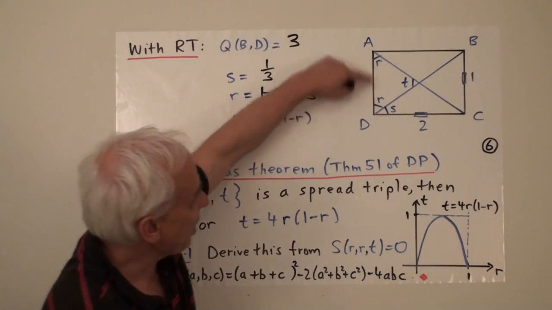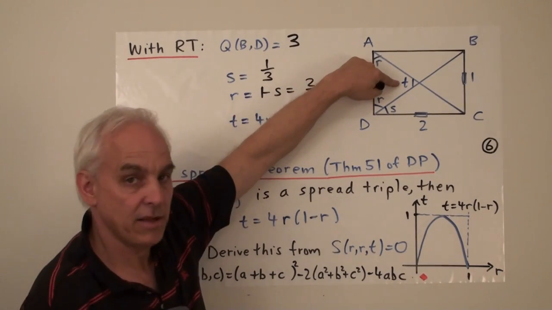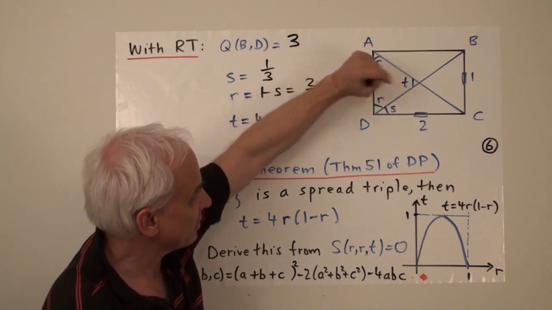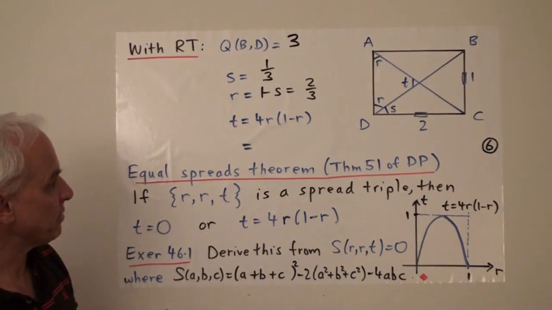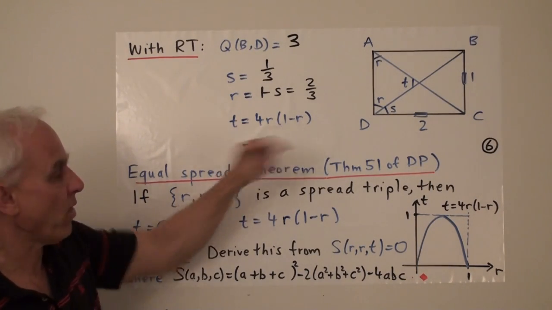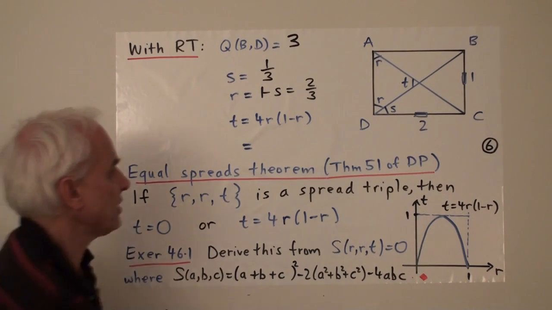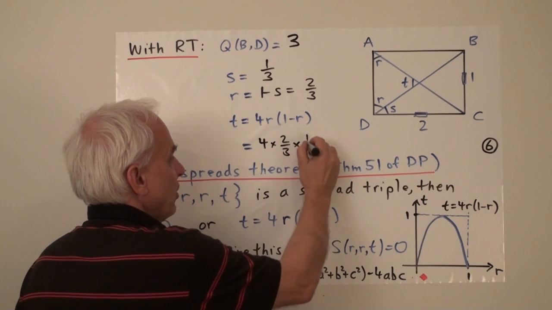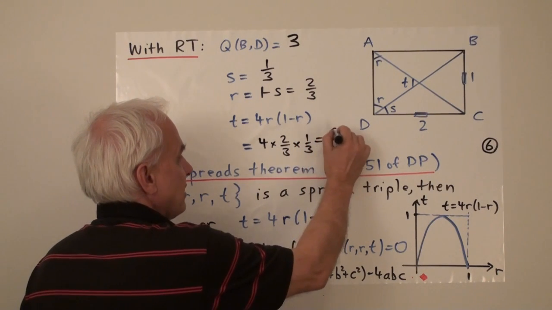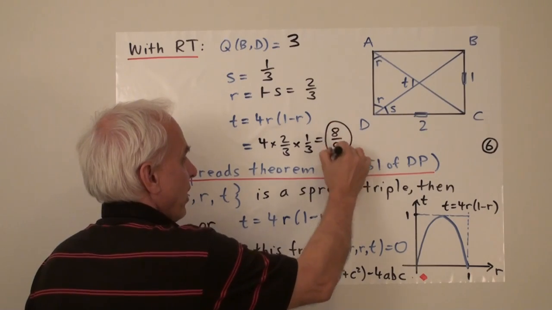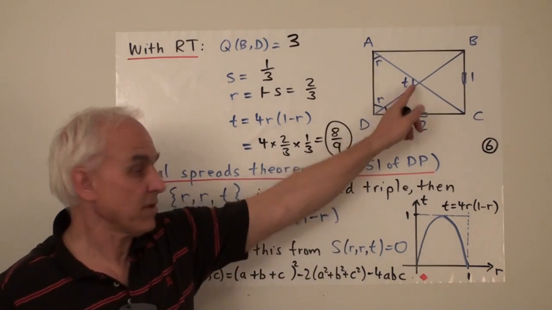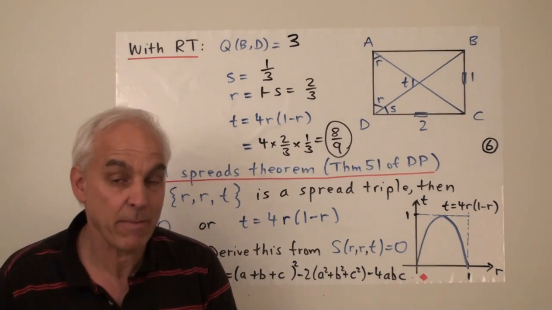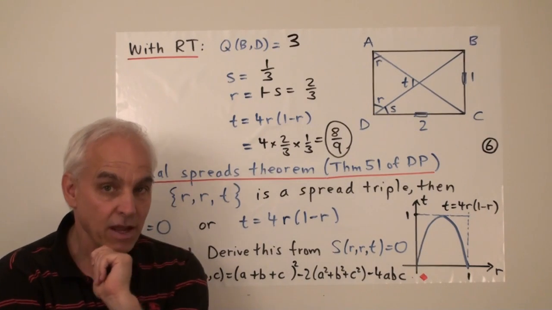And then in this triangle here, if we want to calculate T, this is an isosceles triangle. This is a spread of 2/3. That's a spread of 2/3. So what's the spread T? Well, that's given by this particular expression, 4 times R times 1 minus R. Okay, so that's 4 times 2/3 times 1 minus 2/3, which is 1/3, for a total of 8/9. Isn't that great? So that spread right there, the spread made by the two diagonals of our A4 sheet of paper, is exactly a spread of 8/9.